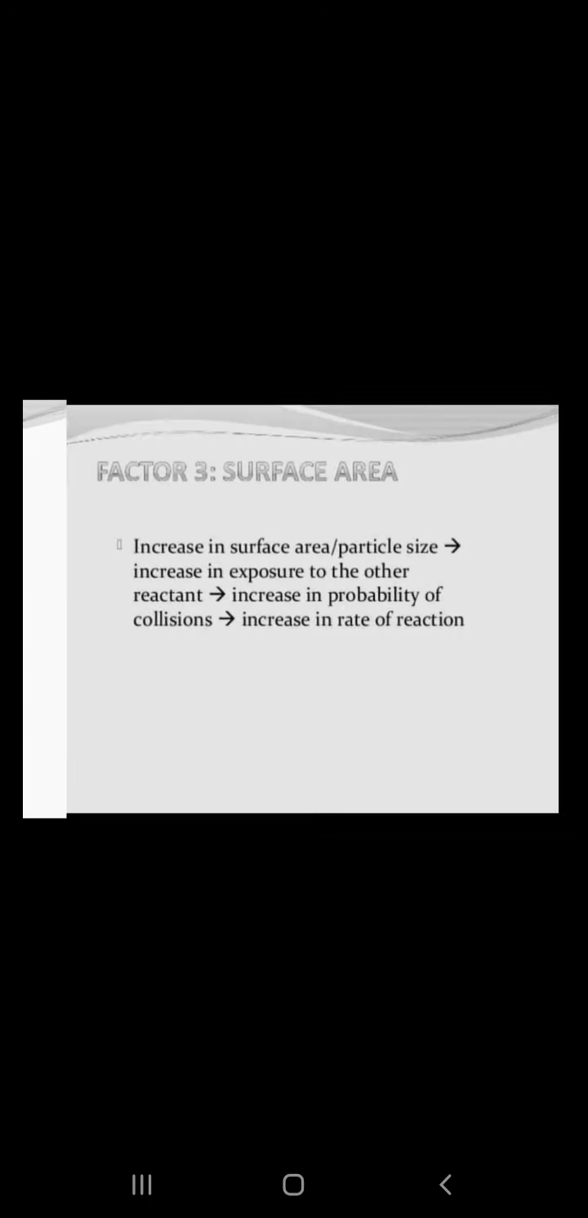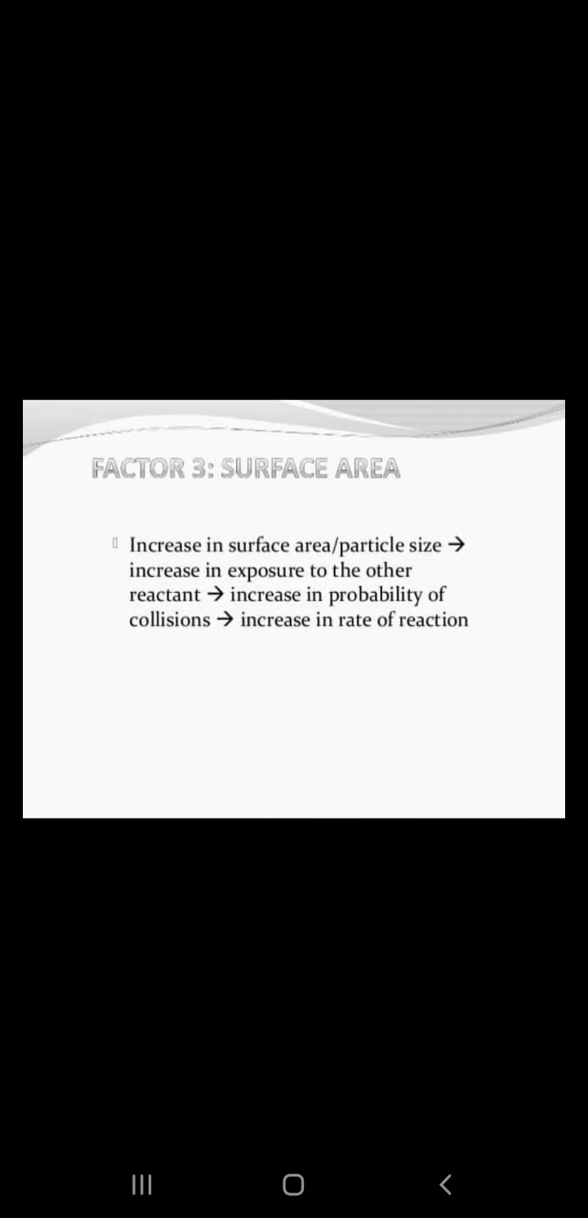Next, concentration and pressure. Higher concentration and higher pressure mean more particles per unit volume, increasing the frequency of collisions, so the rate of the reaction increases. Next, surface area. An increase in surface area exposes more particles to the other reactants, increasing the probability of collisions, so the rate of the reaction increases. Clear? Next, presence of a catalyst. A catalyst speeds up the rate of the reaction by lowering the activation energy needed for the reaction to occur.